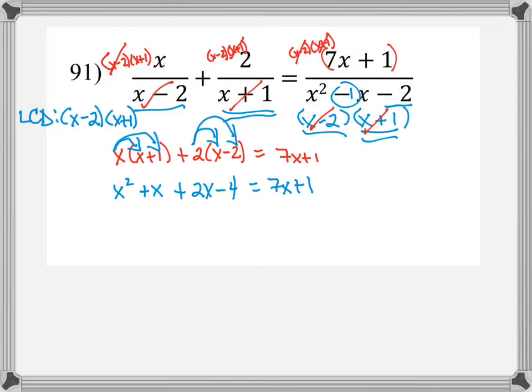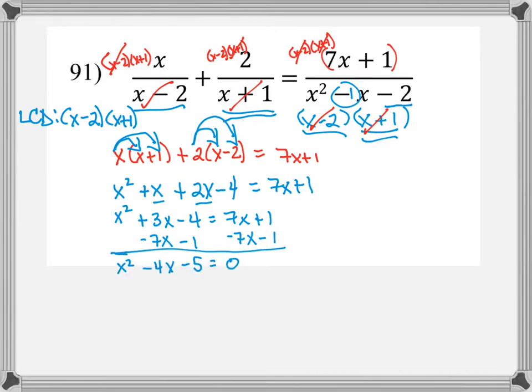Let's start by combining like terms on the left-hand side. I've got my x squared. I can combine x and 2x, and that's 3x. And I still have minus 4 equals 7x plus 1. So to solve a quadratic equation, I'm going to bring all my terms to the left, so I have 0 on the right-hand side. So I will subtract 7x from both sides and subtract 1. And I can actually do it in the same step. So on the left, I have x squared minus 4x minus 5 equals, on the right, I have 0.